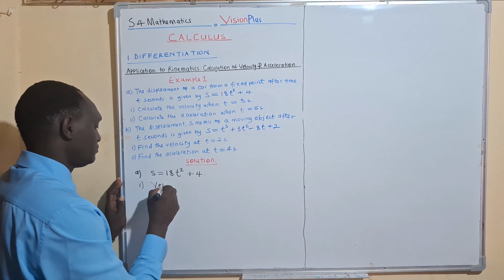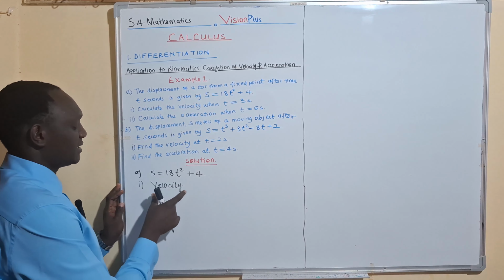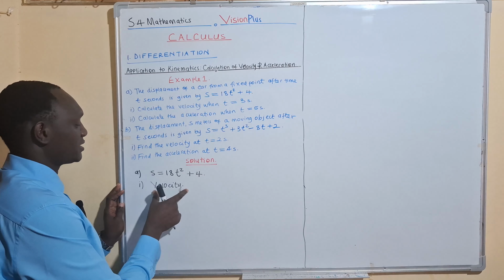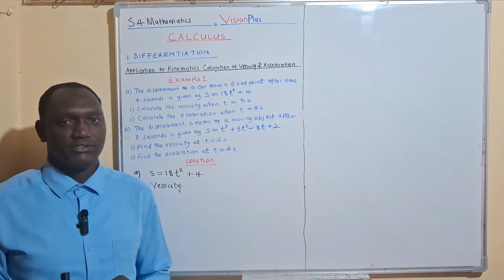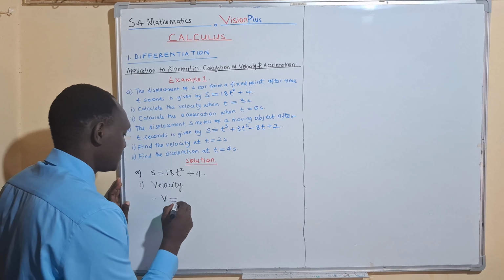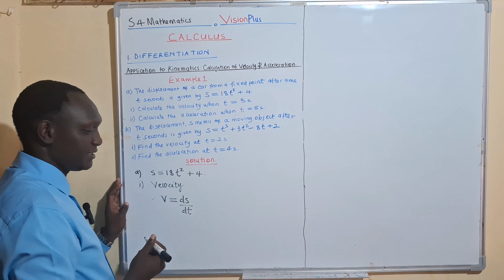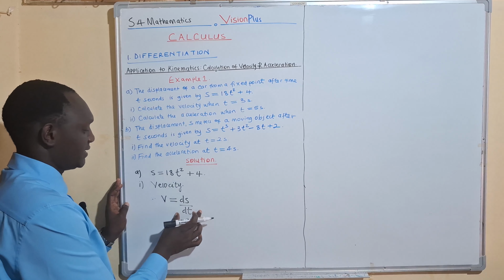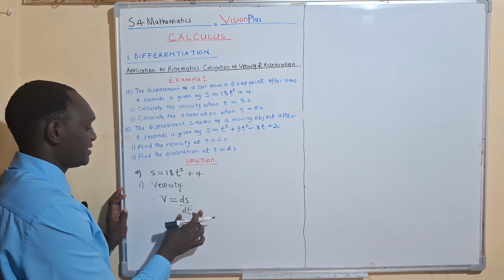Velocity when the time is 3 seconds. What is the relationship between velocity and displacement? We say that velocity is the rate of change of displacement. Therefore, v, which is the velocity, is ds/dt. ds/dt is the rate of change of displacement. That means for us to get the velocity, we must know ds/dt.